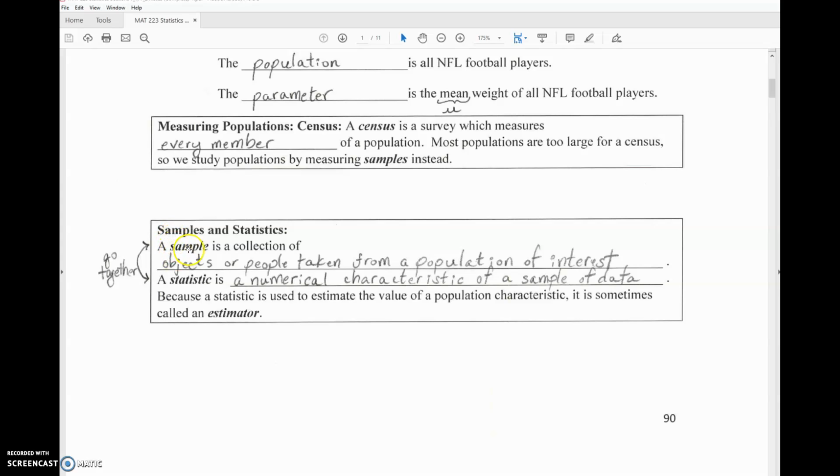Okay, so samples and statistics. Again, these go together. A sample is a collection of objects or people taken from a population of interest. The population may be too big to study, so we're going to collect a sample. A statistic is a numerical characteristic of a sample. Because a statistic is used to estimate the value of a population characteristic, sometimes we call statistics estimators.